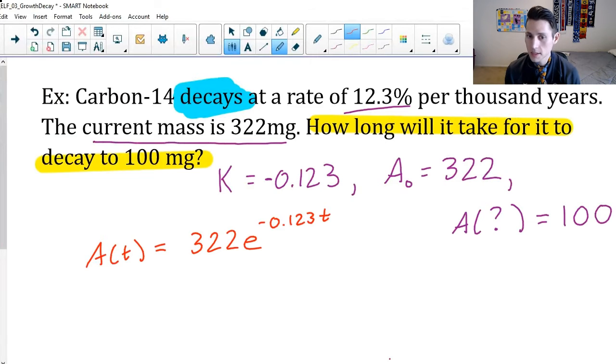This equation is a little bit different in that I want to figure out what T is. How much time will it take to reach 100? So I'm not going to plug in 100. That is a different type of question. If the question asked how much will be left after 1,000 or 100,000 years, then yeah, I'd plug in the time, and that would tell me how much is left after that amount of time. But that's not what the question's asking. It's asking how long will it take to reach 100 milligrams? So I'm going to do this slightly differently. I'm going to write this again.